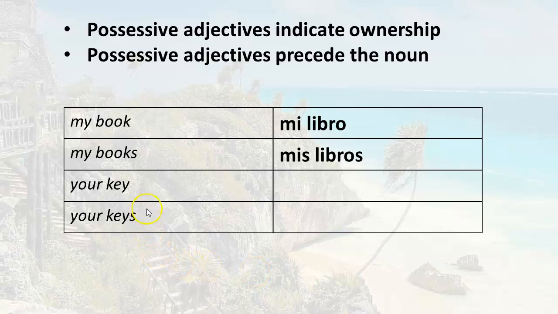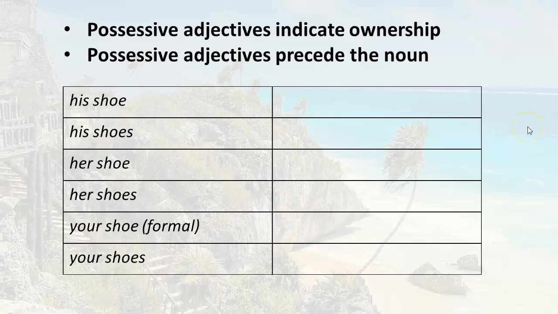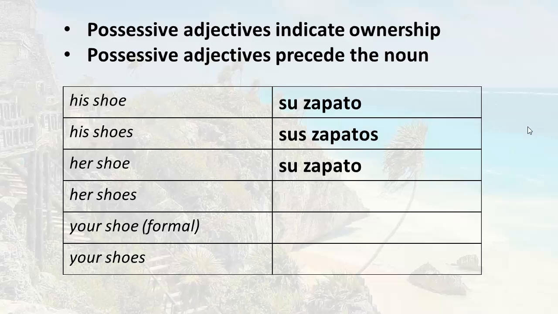Your key. Now this is the informal you. In other words, when you're addressing someone with tú, if you want to tell that person your key, you would use tu for the possessive adjective, and it's the tu without an accent mark. Tu llave, your key. Tu llave, your keys. Tus llaves. His shoe. Su zapato, or in Spain, su zapato. His shoes. Sus zapatos. Her shoe, su zapato, her shoes, sus zapatos.